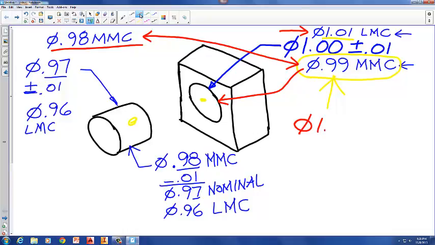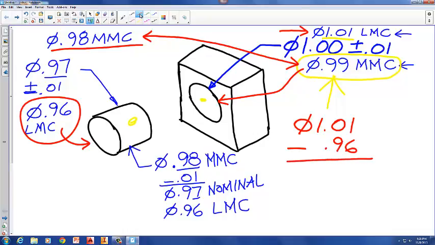Now at the opposite end of things, let's think about what if the hole is made at a diameter of 1.01 and that our cylinder is made at a diameter of 0.96. So if we subtract 0.96 from this, what do we wind up with? All right. Well, we're going to wind up at a clearance of 0.05. So we really have a lot of clearance when the hole is at least material condition and when the cylinder is at least material condition. But when the cylinder is at maximum material condition right here and the hole is at maximum material condition right here, we have only 1/100th of an inch of clearance, and that was what we said is our minimum clearance. So this is the process that a designer would go through to calculate the clearance between those two mating parts.